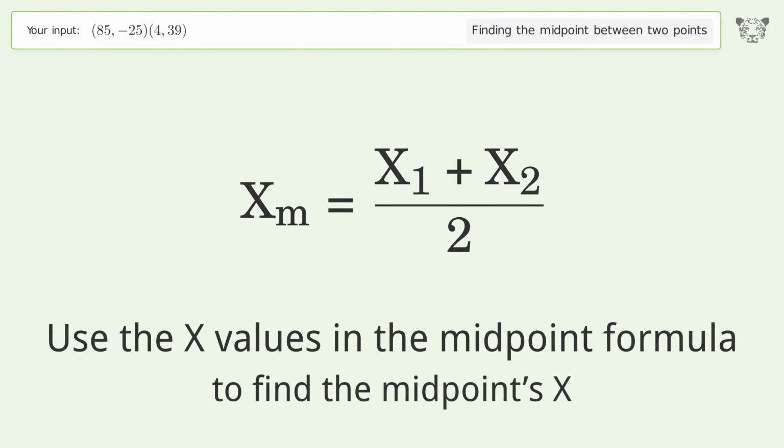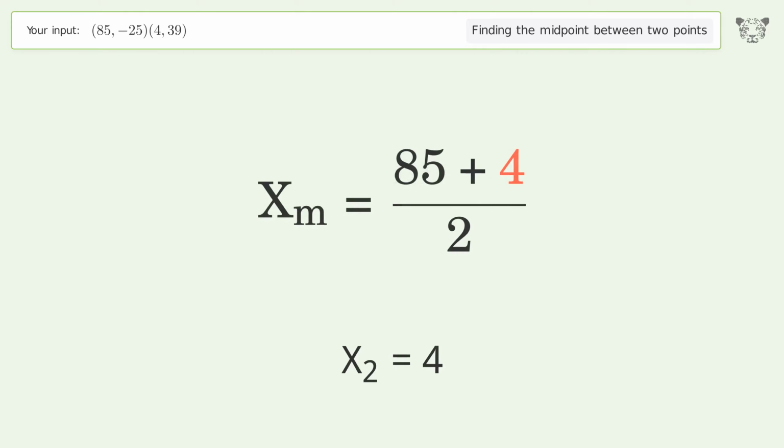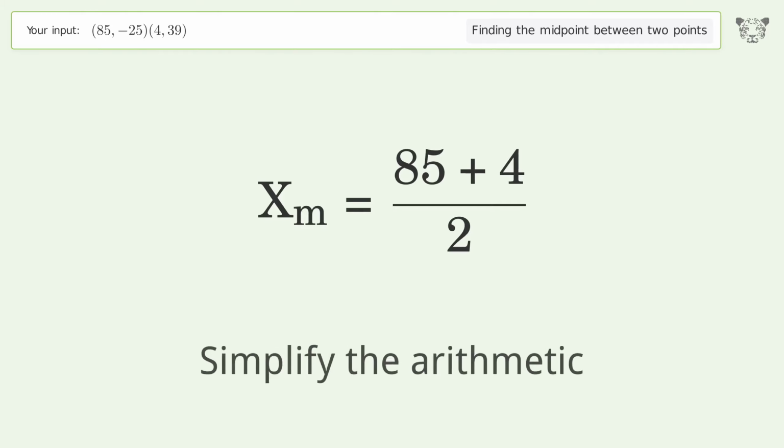Use the x values in the midpoint formula to find the midpoint's x. x1 equals 85. x2 equals 4. Simplify the arithmetic.